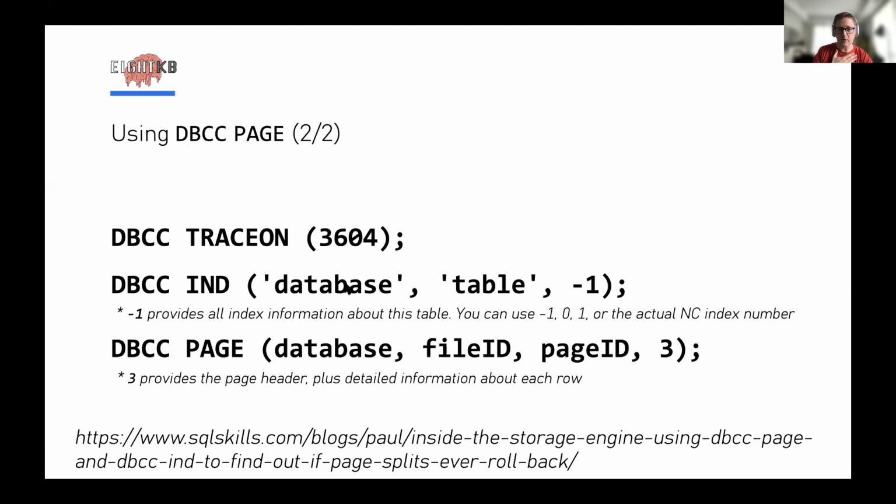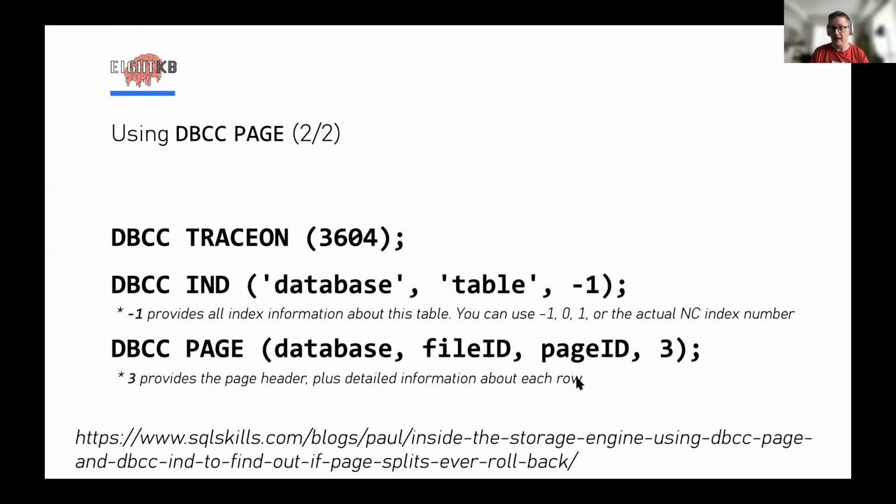And then we take whatever the output here is for the data page, and we're going to plug it into here, DBCC PAGE with the file ID and page ID. File ID is usually 1 unless you've got a file group with multiple files. And then 3 is the detailed version of DBCC PAGE, which provides the page header plus detailed information about each row.